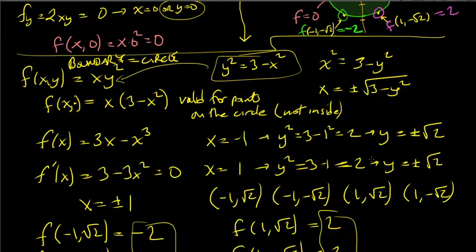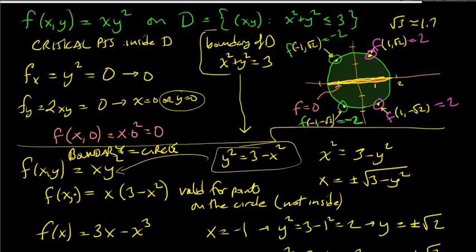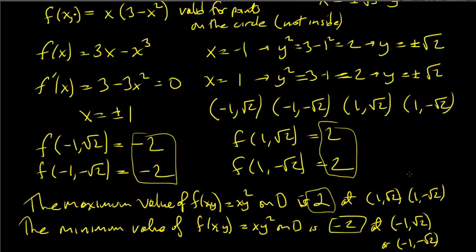Not much else to show here. So yeah, fairly routine example. Again, when you're looking for the absolute maximum and minimum, as opposed to the relative maximum and minimum, you also have to worry about the boundary, the circle itself. As it turns out, the maximum and minimum values occur on the circle itself, on the boundary, not inside the disk. But in other examples, you might have a minimum or maximum inside the disk, in which case that would be a critical point.